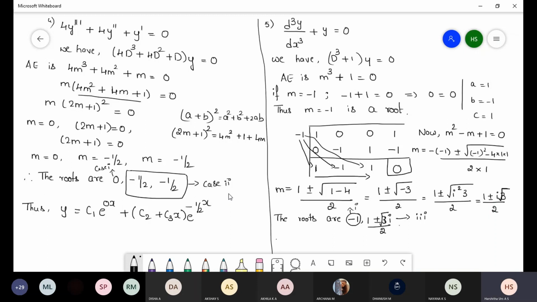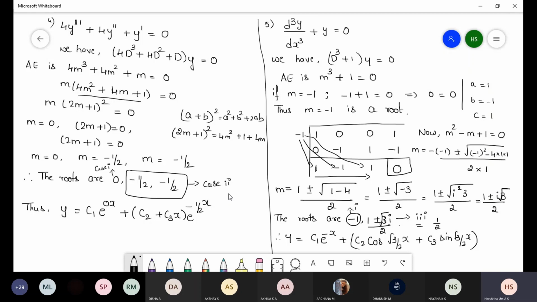So what we have to write? Therefore, y is equal to, case 1 means c1 e power minus x, because m value is minus 1, so minus 1 into x is minus x, plus c2 cos root 3 by 2 x plus c3 sin root 3 by 2 x, into e power px. Here you can divide like this.